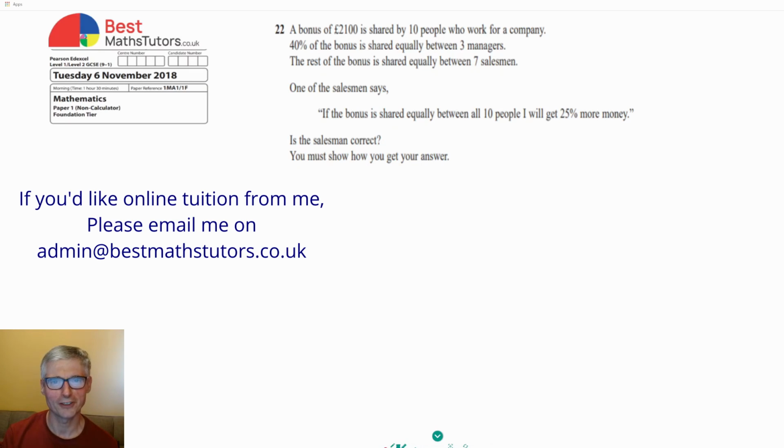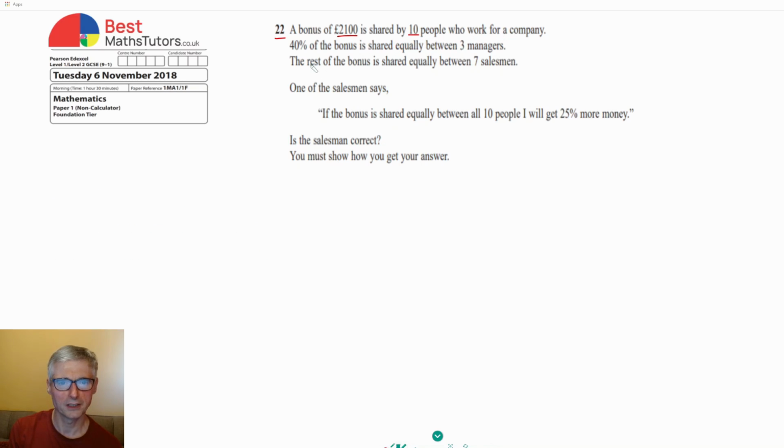I'm continuing to go through the Edexcel Foundation Tier Paper 1 from 2018, and this is question 22. What we're given is that a bonus of £2,100 is shared between 10 people who work for a company, and 40% of that bonus is shared between 3 managers, and the rest of the bonus is shared equally between 7 salesmen. One of the salesmen says, if the bonus is shared equally between all 10 people, I will get 25% more money. So is he correct?